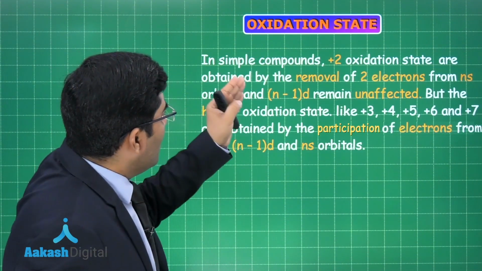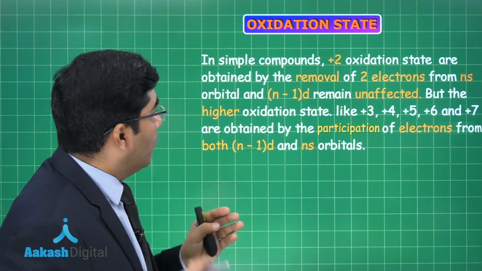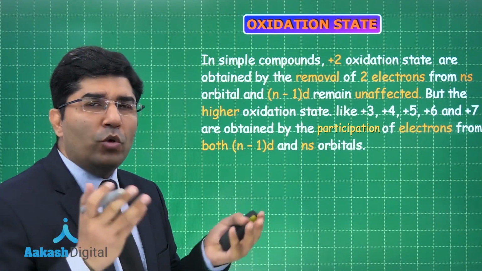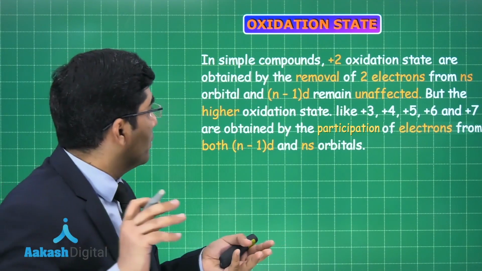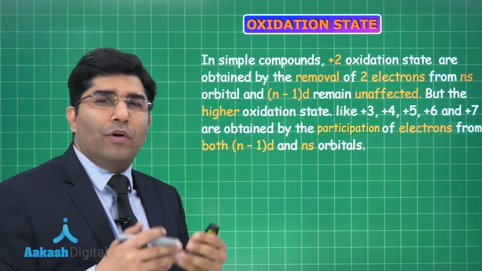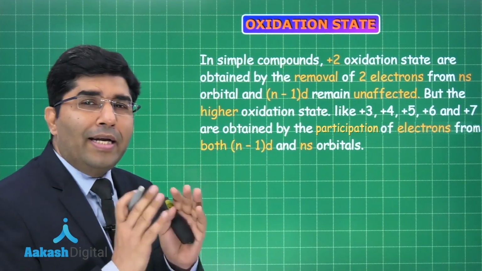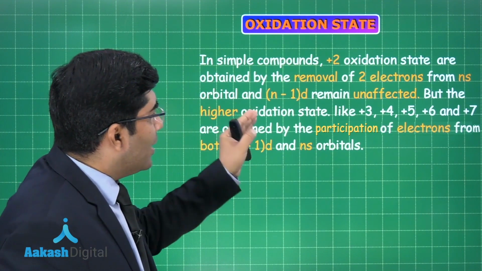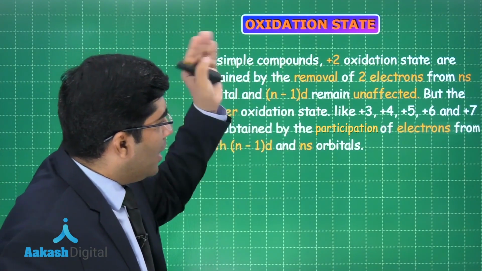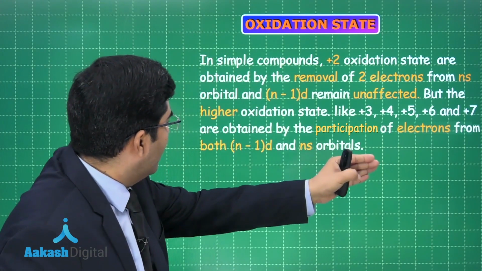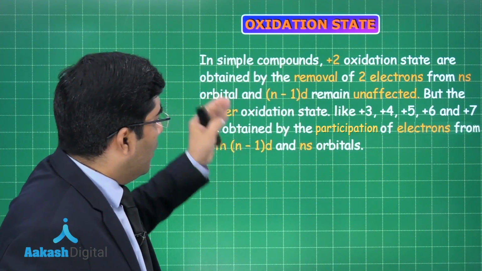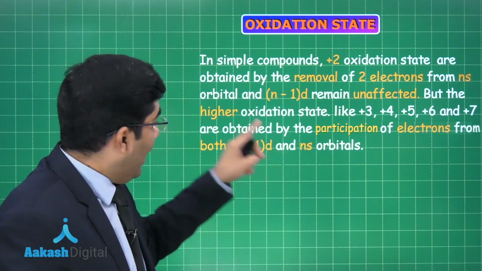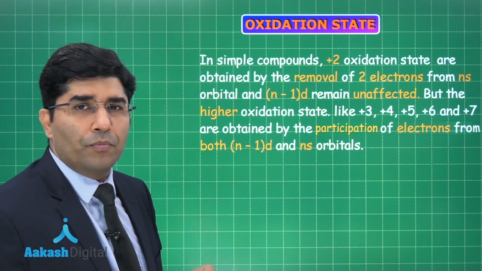Now in the simple compounds, +2 oxidation states are obtained by removal of the 2 electrons from the ns subshell because there are a maximum of 2 electrons in the ns subshell. But in n-1 d we can have up to 10 electrons. That's why the higher oxidation states like +3, +4, +5, +6, +7 are obtained by the removal of electrons from the ns orbitals also and n-1 d orbitals also, right?